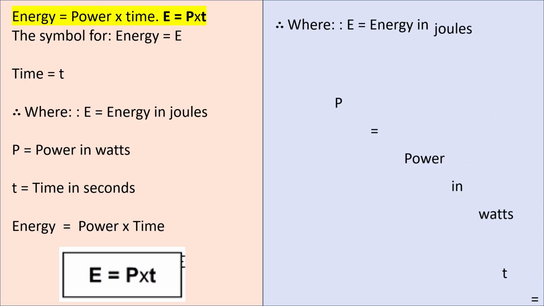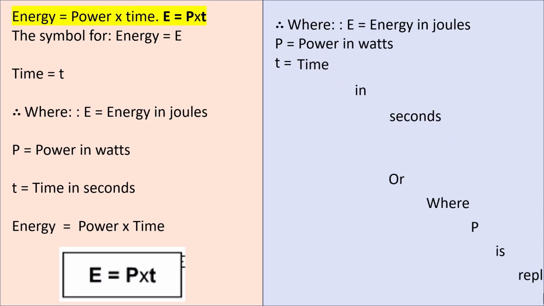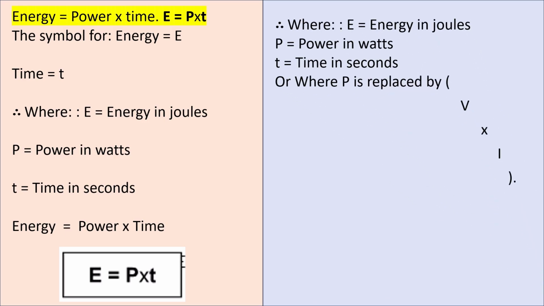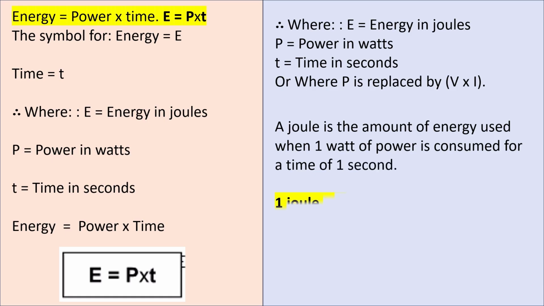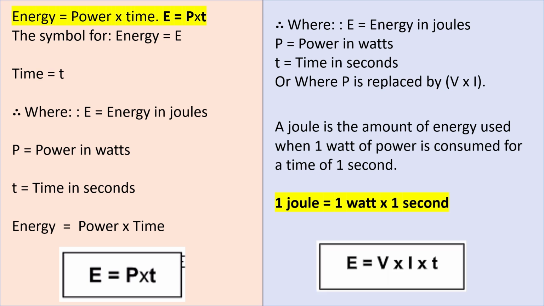Therefore, E is equal to P times T, where E is energy in joules, P is power in watts, T is time in seconds. Or, where P is replaced by V times I, E is equal to V times I times T. A joule is the amount of energy used when 1 watt of power is consumed for a time of 1 second. 1 joule equals 1 watt times 1 second.